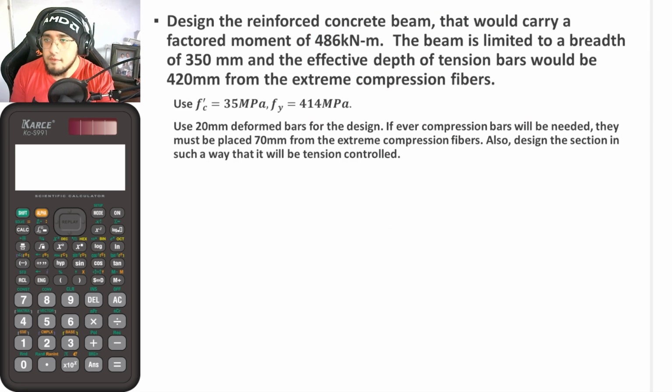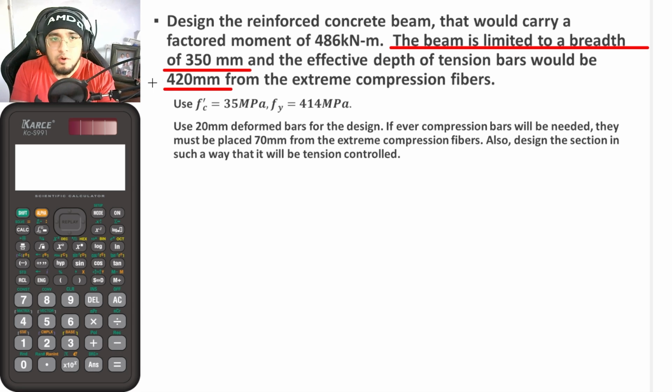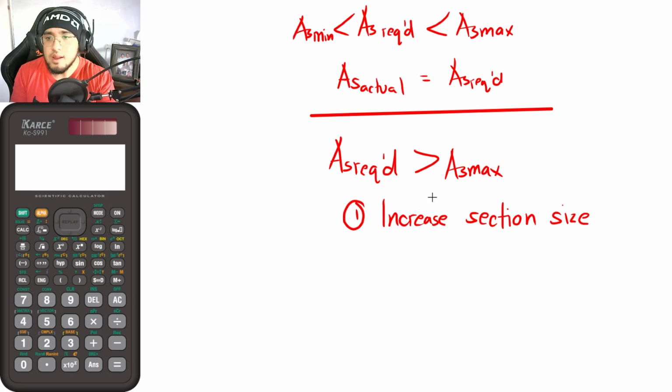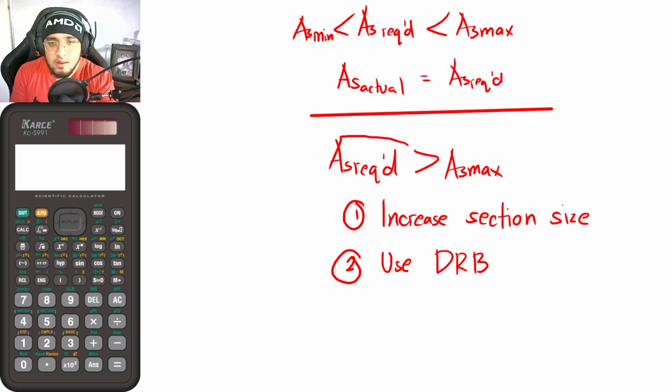But suppose that you have a certain problem wherein the size is limited. In this case, the beam is limited to a breadth of 350 and an effective depth of 420. In those cases wherein you cannot increase the section size, another thing that you can do is to use doubly reinforced beams. Again, if the total area required is greater than AS max, either you increase your section size, or if you cannot, just make use of doubly reinforced beams.